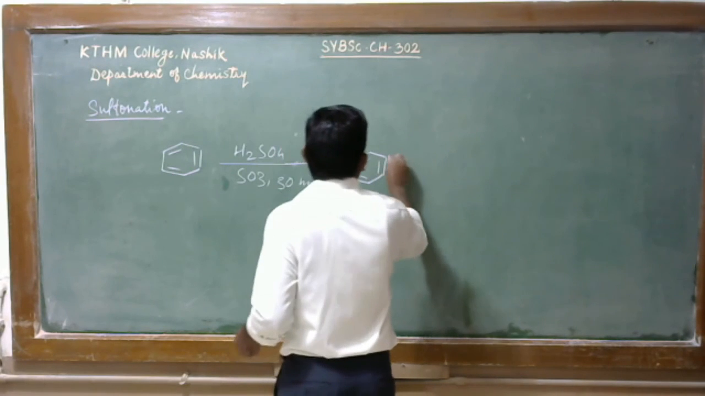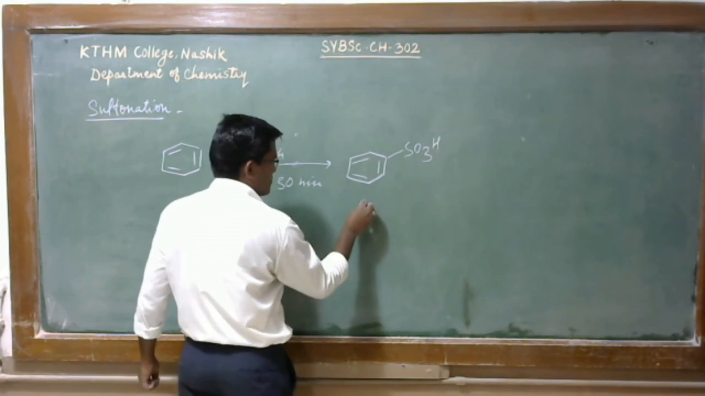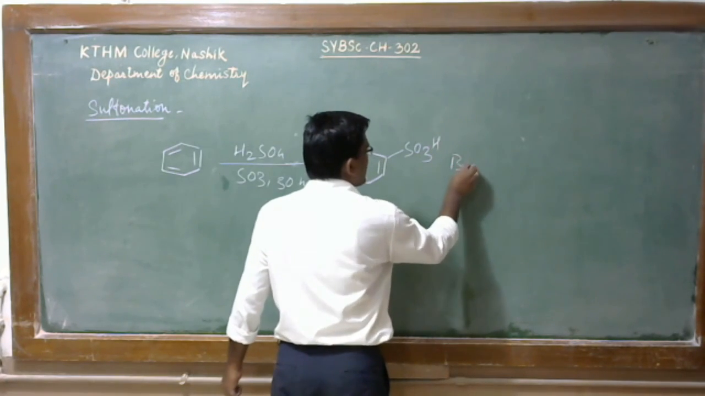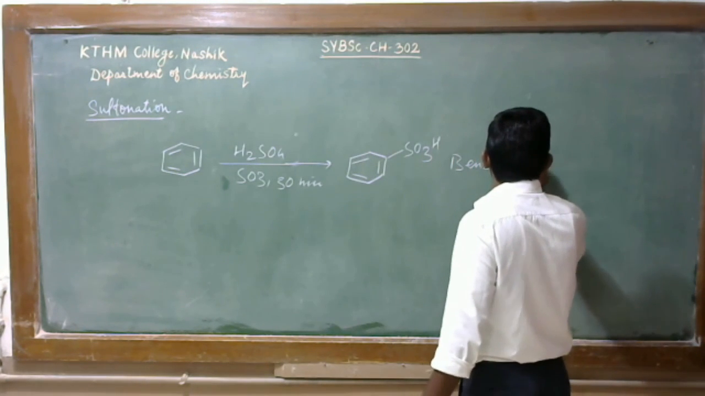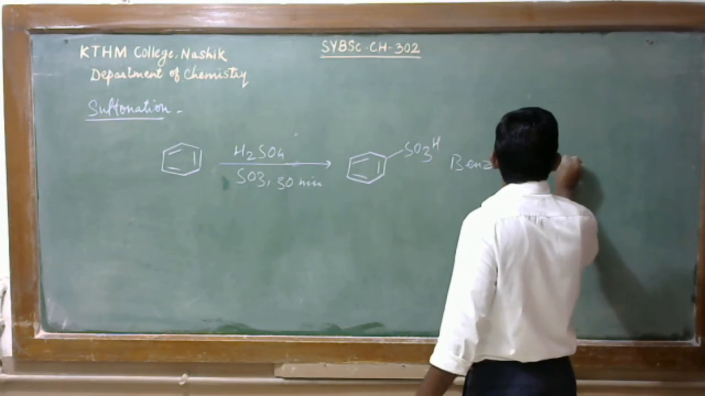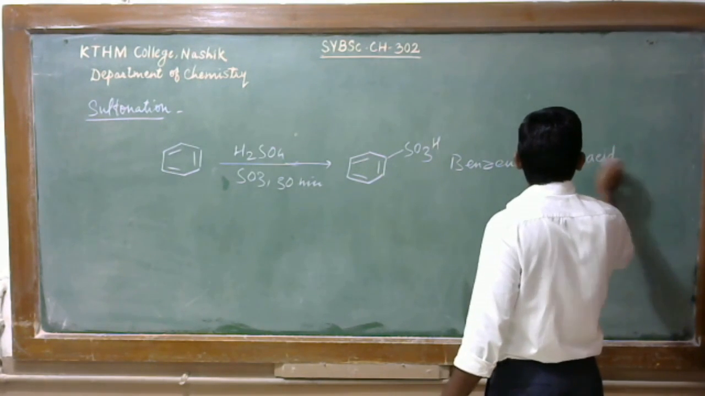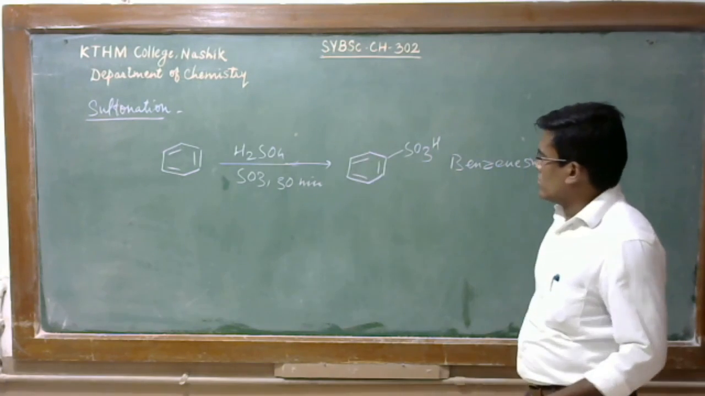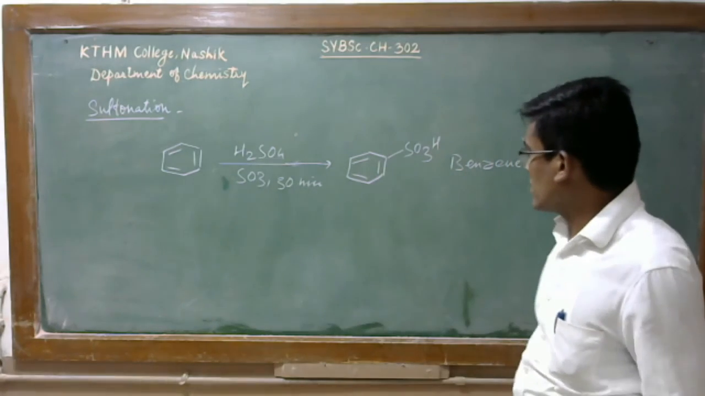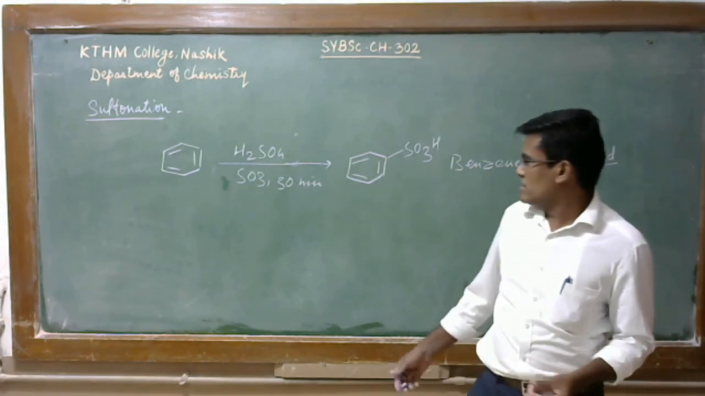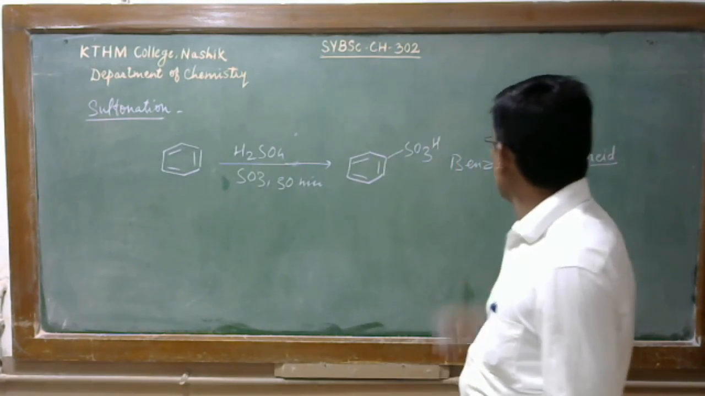So SO3H, this is the product, benzene sulfonic acid. So this reaction will be completed within 30 minutes. When benzene is reacted with fuming sulfuric acid, it gives rise to benzene sulfonic acid.